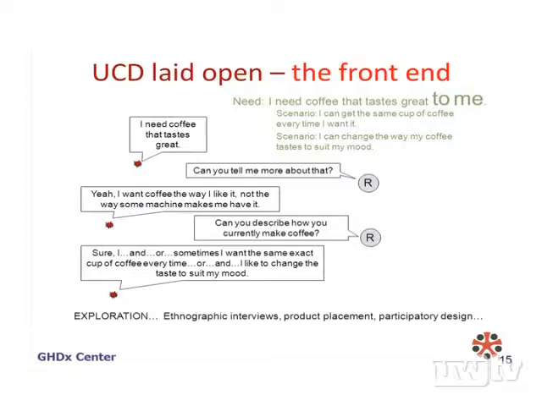And as you keep probing in terms of how they're actually making the coffee, you get one particular scenario where they say, okay, well, I want the same cup of coffee every time I want it that way. Or they might also say, well, actually, sometimes I do like to change the way my coffee tastes to suit my mood. Okay? So now you have a need, that they need coffee that tastes great to them, and they also have just outlined two scenarios in which that need could be met.